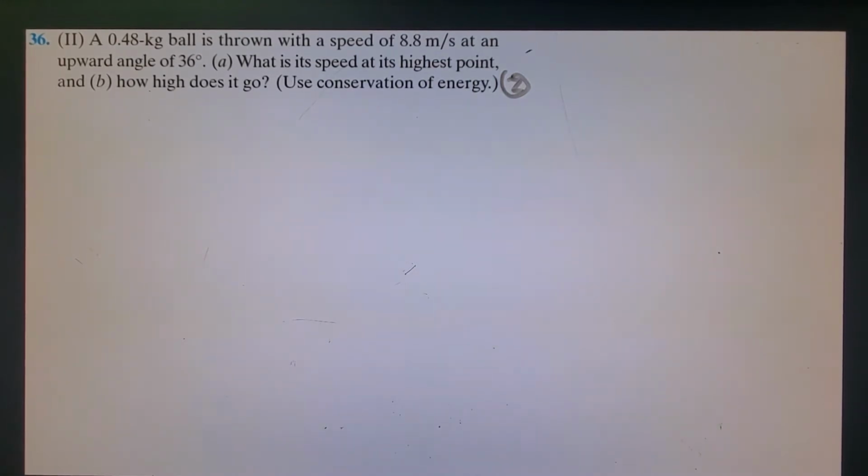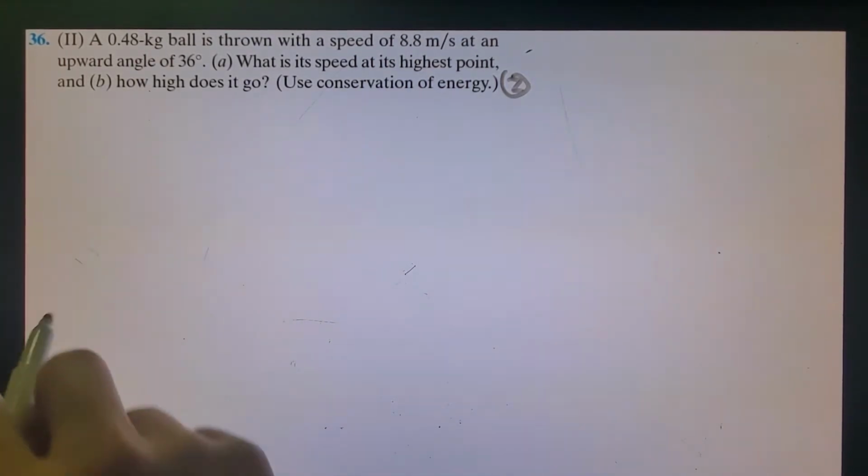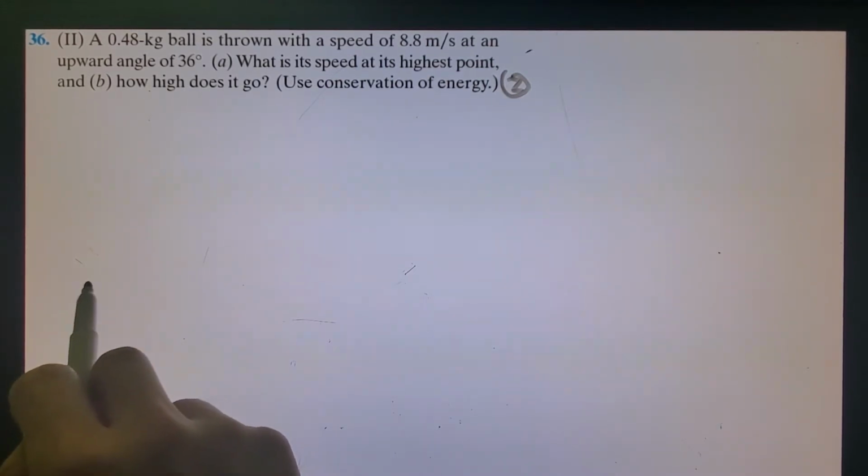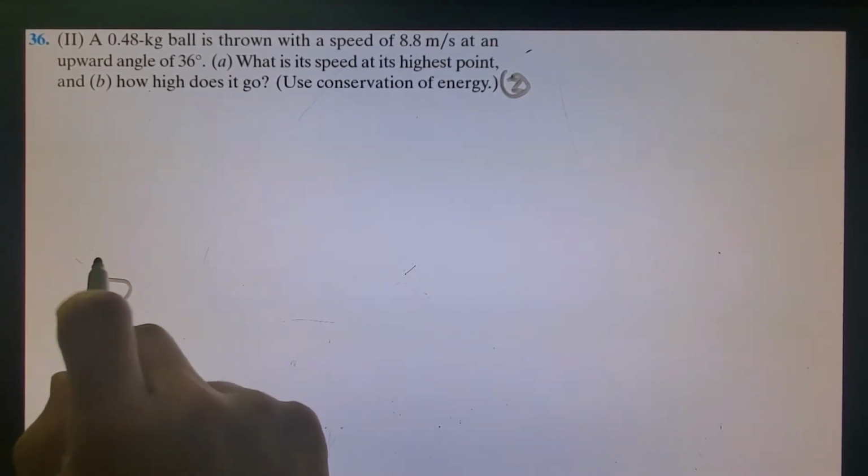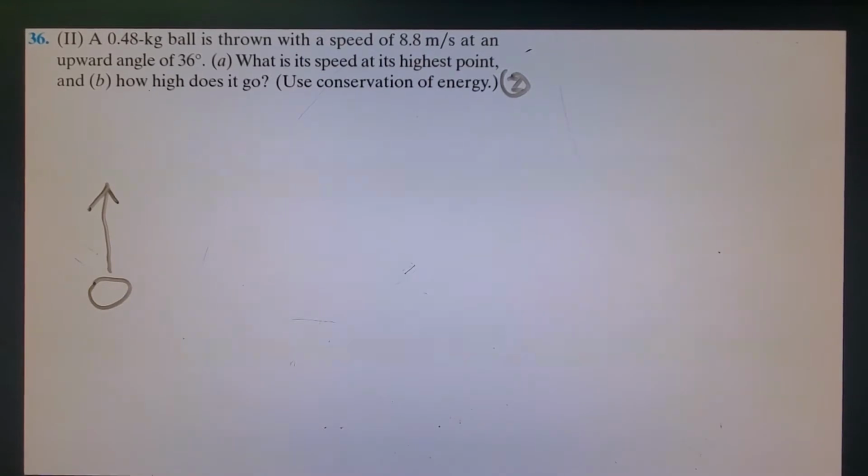It says a 0.48 kilogram ball is thrown with a speed of 8.8 meters per second and an upward angle of 36 degrees. What is the speed at its highest point? All right, so let's look at this one. Well, the second one is how high does it go? Okay, so if the ball is thrown up vertically, what will happen?